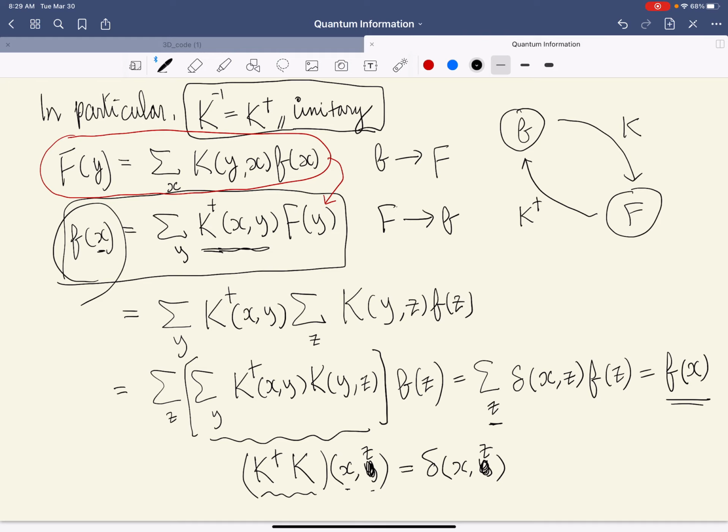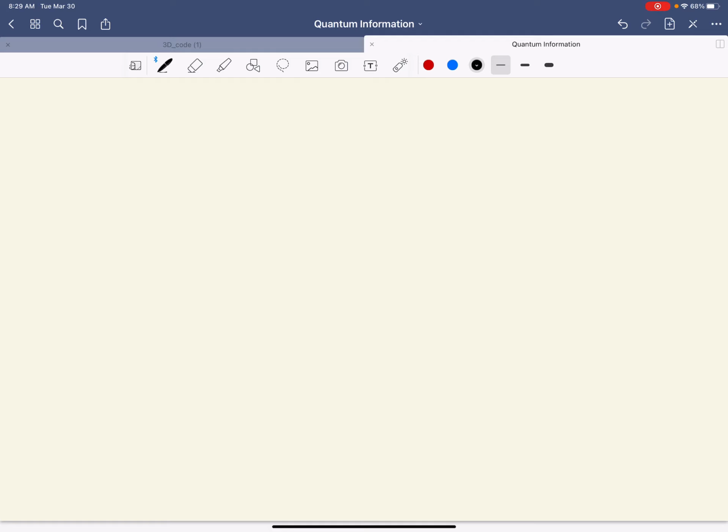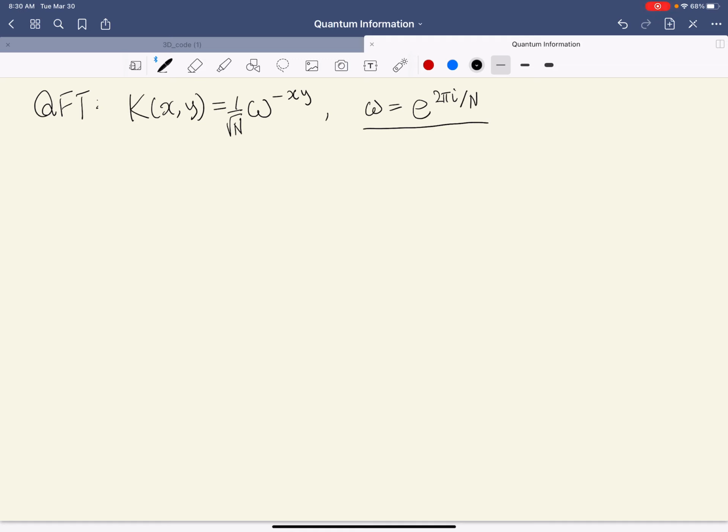Okay, so what is a quantum Fourier transform? Quantum Fourier transform is a special case of this quantum integral transform where this kernel is given by this simple function. Okay. I should not forget this normalization factor. And omega is the nth root of unity, so to speak. Okay, so omega to the nth power is 1.